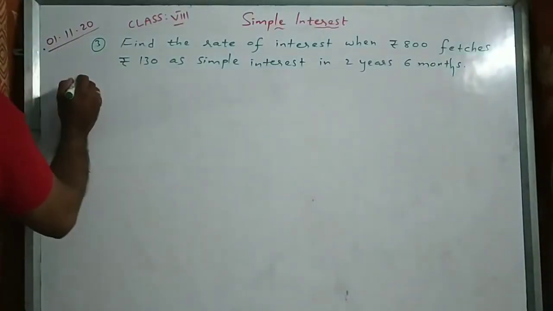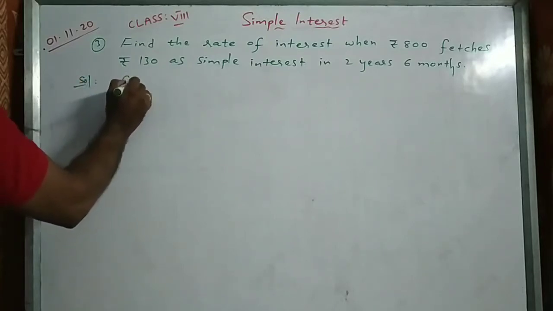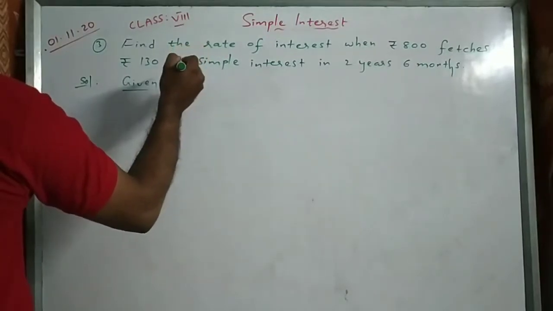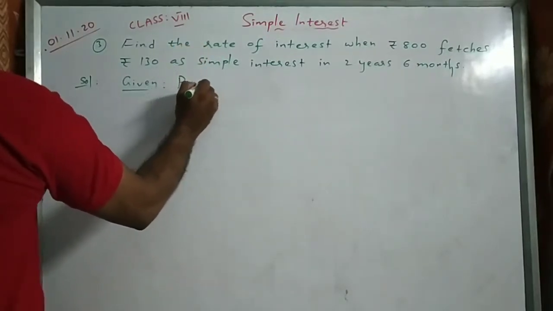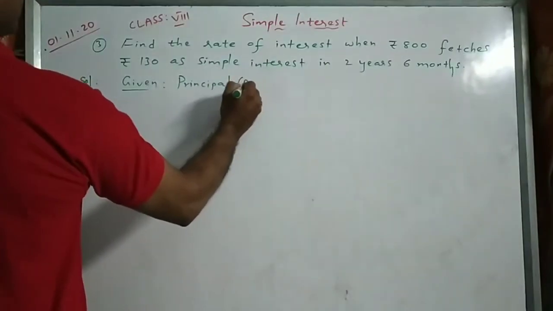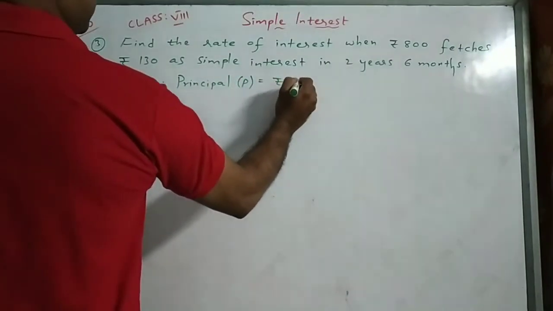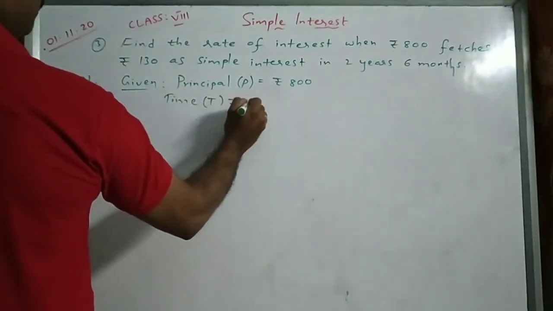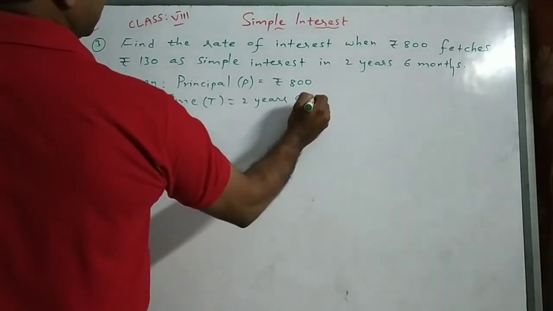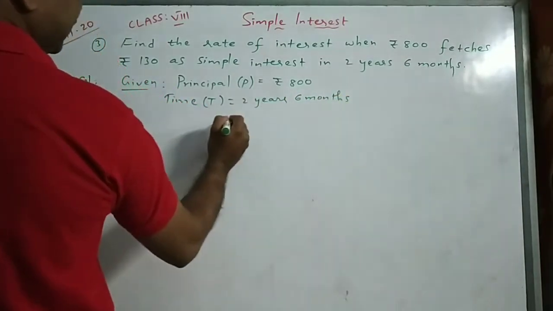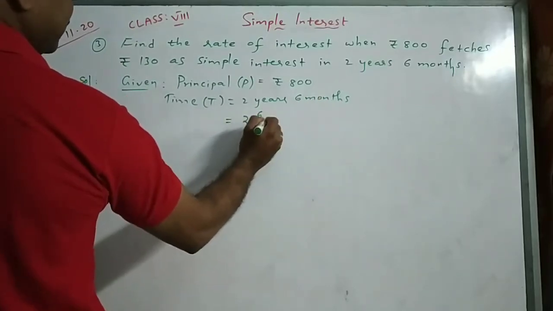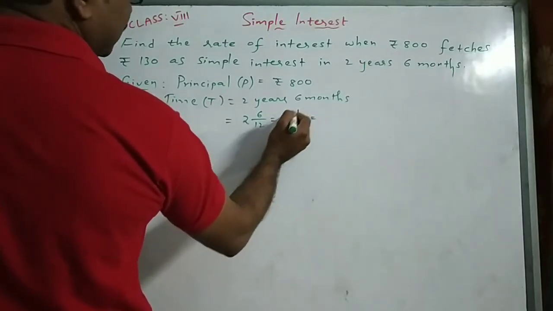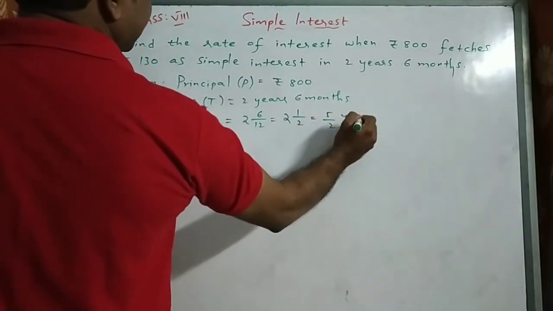Okay, rate of interest we should find here. Correct? What is given? Principal amount is given. P is given. How much? Rupees 800. Time is given, 2 years 6 months, right? We can change it into years completely. 6 months means 6 by 12. So 2 ones 2, 6 ones 6, 6 twos. 2 twos are 4 plus 1, 5 by 2 years.